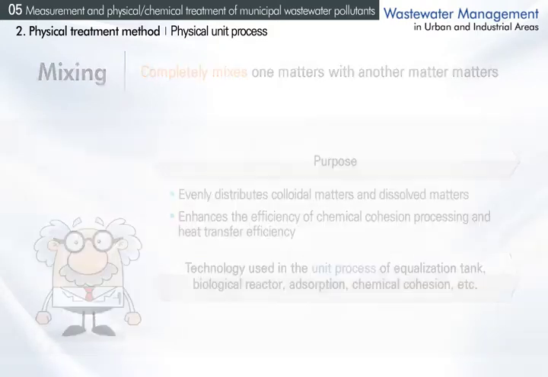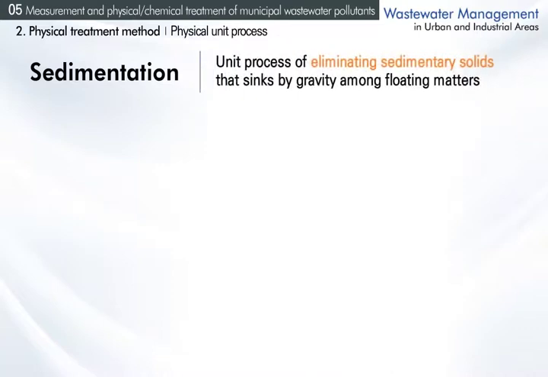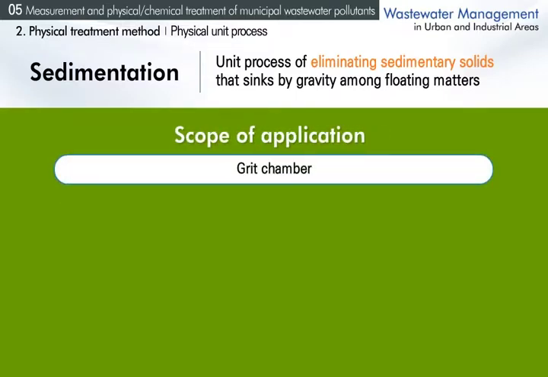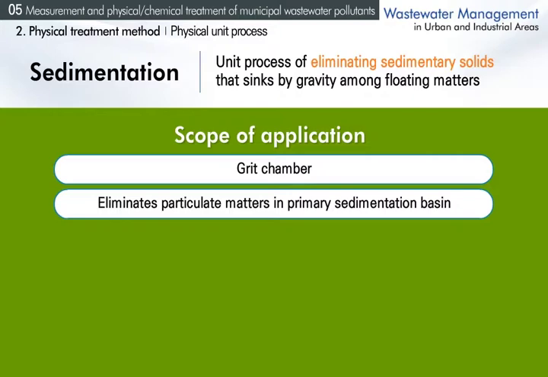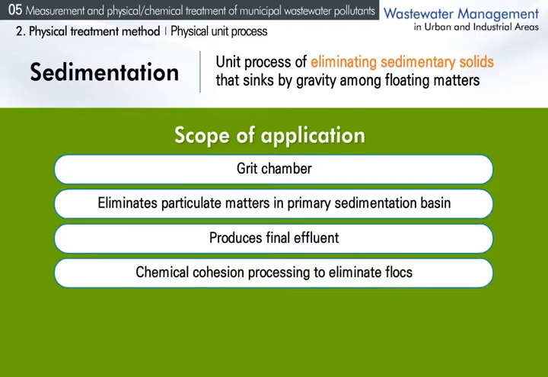independently. Fifth, sedimentation is a unit process of eliminating sedimentary solids that sink by gravity among floating matters in wastewater. This is applied to grit chamber. Remove particulate matters from wastewater in primary sedimentation basin, separate cleanly treated water from microorganisms in secondary sedimentation after going through biological reactor to produce the final effluent. When chemical cohesion is used, sedimentation is also used to eliminate flux.